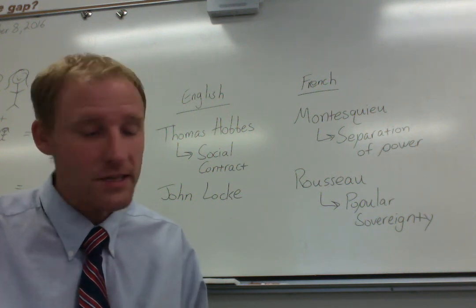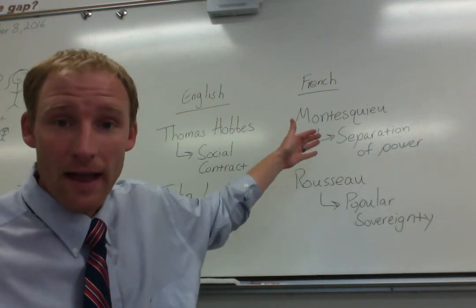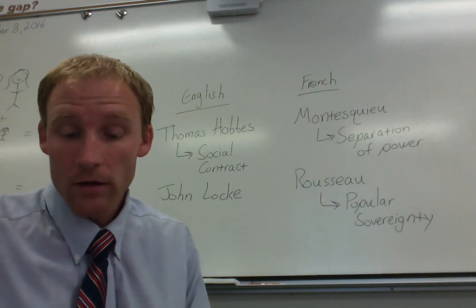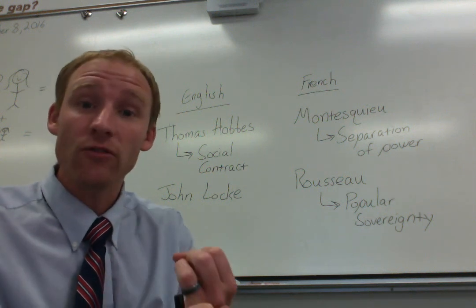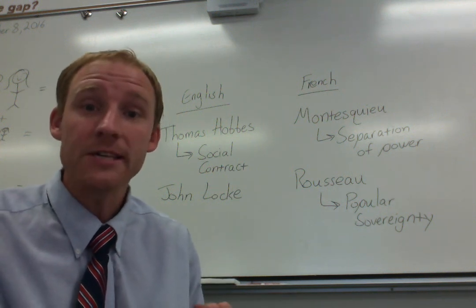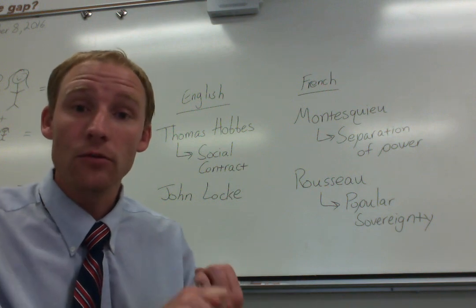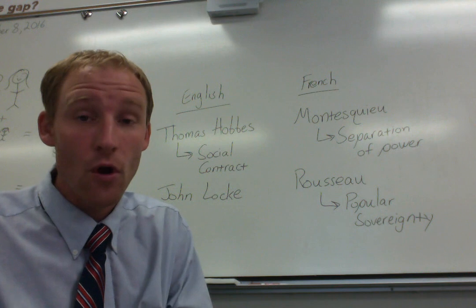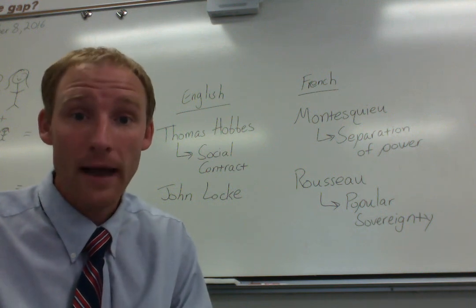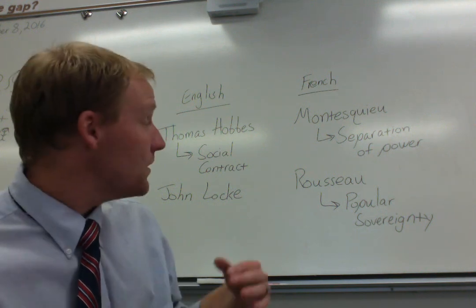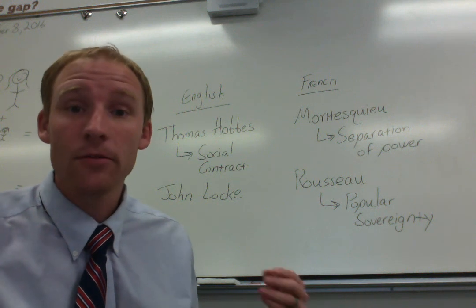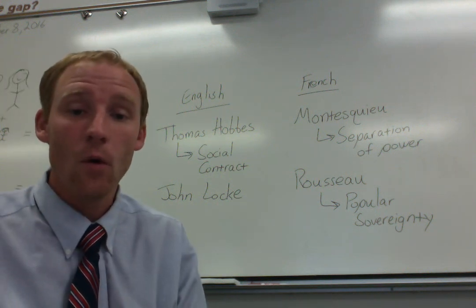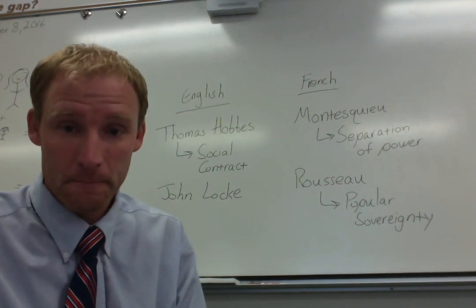So how do we see these two ideas, separation of power and popular sovereignty, at work in our government today? Well, we have three branches of government. We separate power into three different branches: executive, judicial, and legislative. So no one group gets too powerful. We see popular sovereignty, again, through voting. People base their decisions on voting.